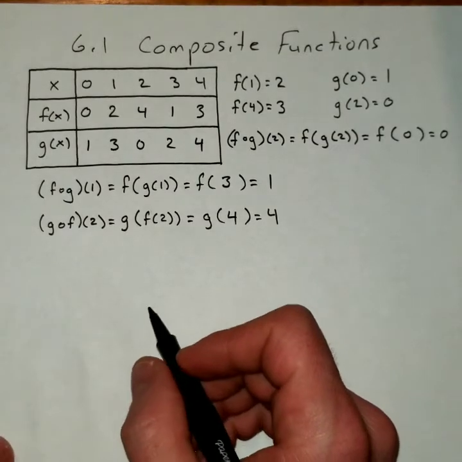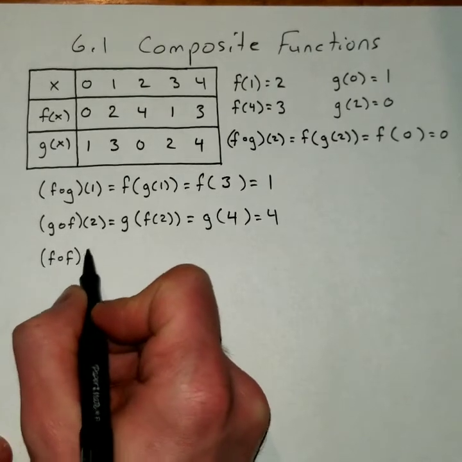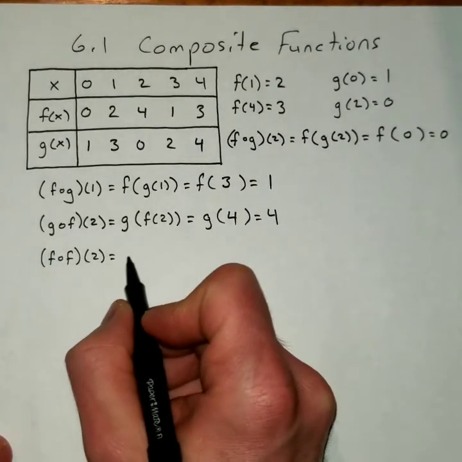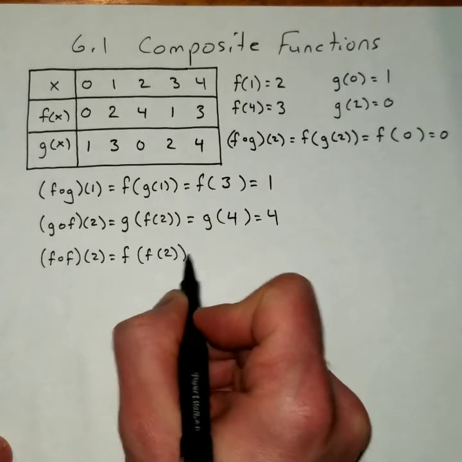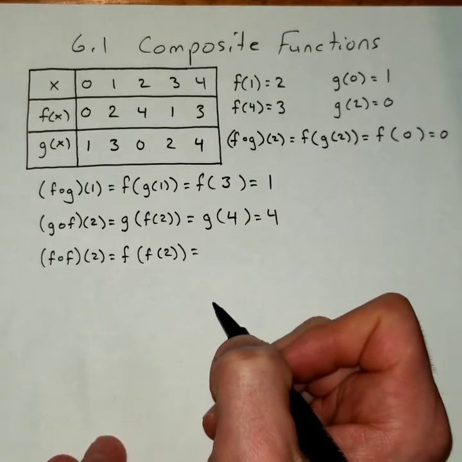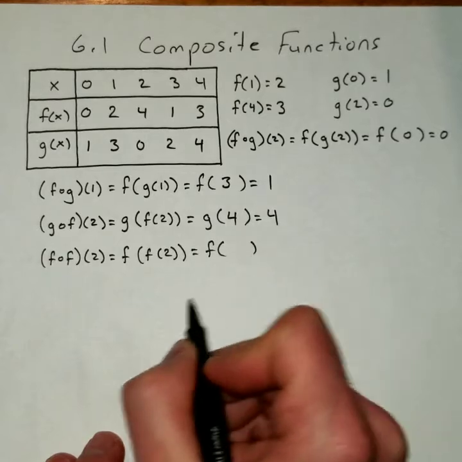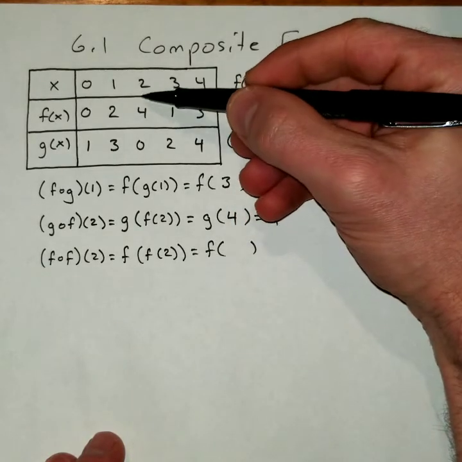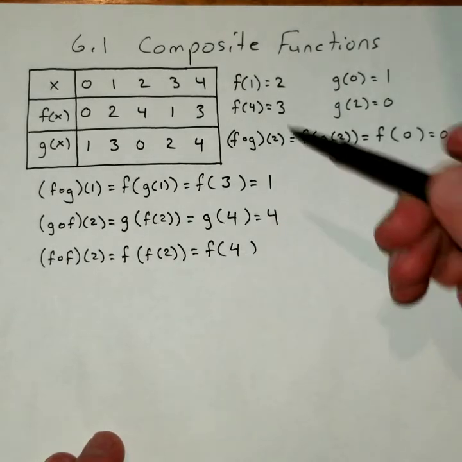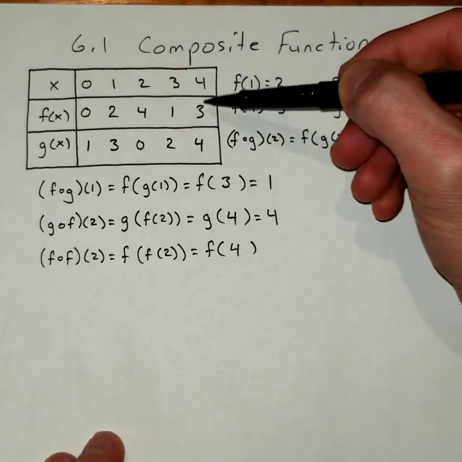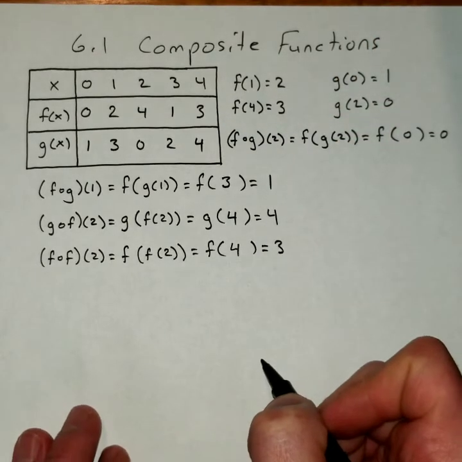We can even compose a function with itself. We could try f of f, or f circle f of 2. Again, the first one is on the outside, the second one is on the inside. F of 2 is our first output. The 2 goes in, 4 comes out. Then f of 4, you put a 4 in, and 3 comes out. But you're doing both of those on the f row.